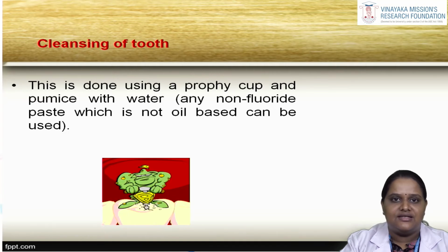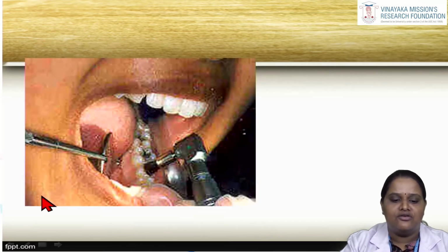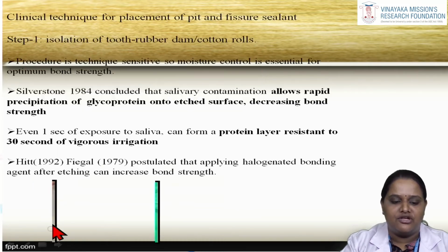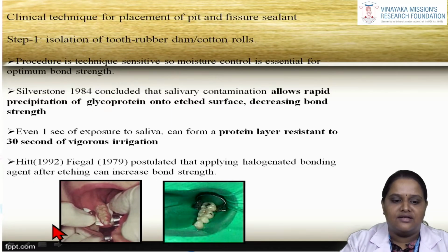So let's see the steps that are involved in the preparation of pit and fissure sealants. The first includes cleansing the tooth surface. This is done using a prophy cup and pumice with water. Any non-fluoride paste which is not oil based can be used for this purpose. And this is a picture showing how the pumice is used to clean the deep pits and fissures before the placement of sealants. And the clinical technique for the placement of pit and fissure sealants, the first step is isolation.